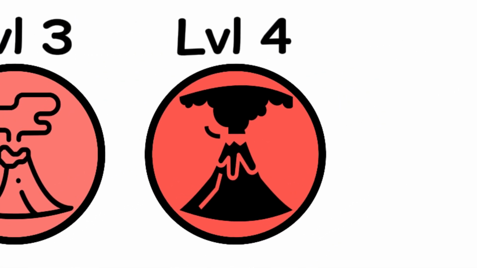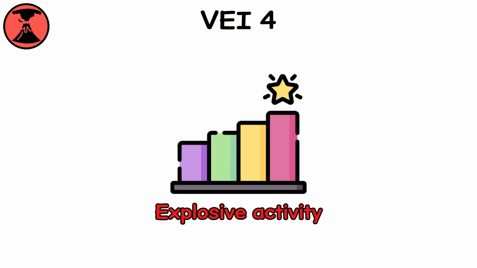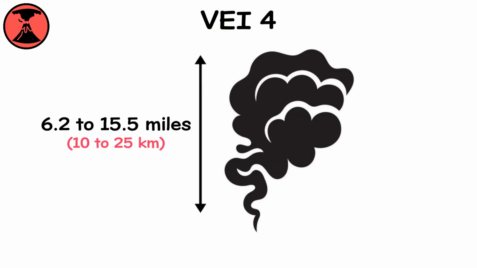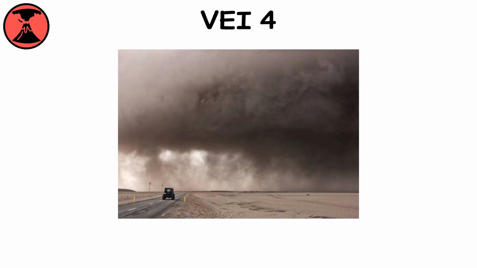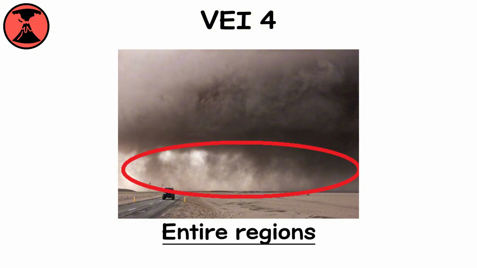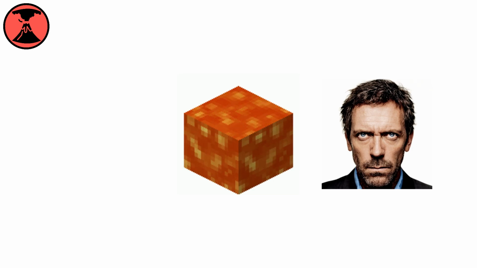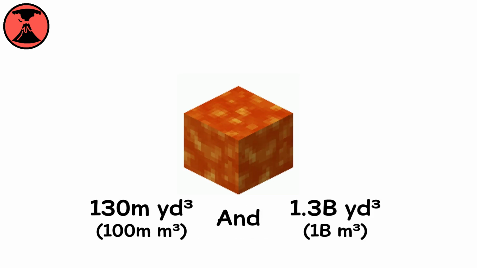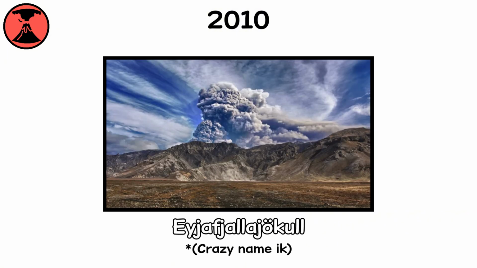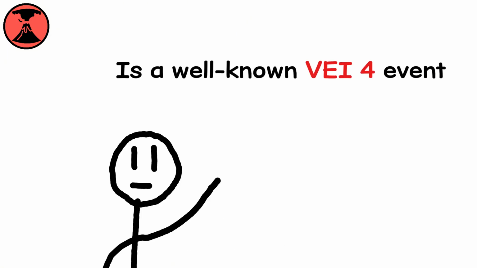Level 4. Cataclysmic eruption. VEI-4 marks the beginning of large-scale explosive activity. These eruptions can send ash columns 6.2 to 15.5 miles high and cause widespread destruction. Ashfall can blanket entire regions, disrupt global air travel, and affect weather patterns. The volume of ejecta is between 130 million and 1.3 billion cubic yards. The 2010 eruption of Eyjafjallajökull in Iceland is a well-known VEI-4 event.